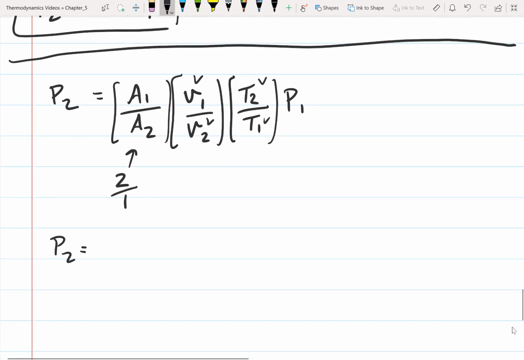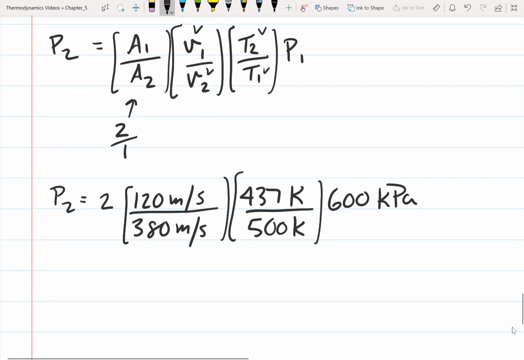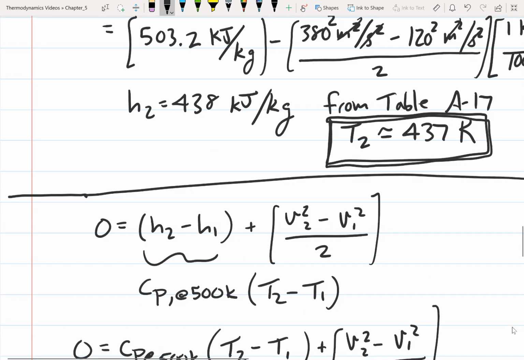So P2 is equal to 2 multiplied by 120 meters per second over 380 meters per second multiplied by 437 Kelvin over 500 Kelvin multiplied by 600 kilopascals. So now these units cancel and we're left with kilopascals, which is what we want because we're looking for pressure. So this is equal to 331 kilopascals.